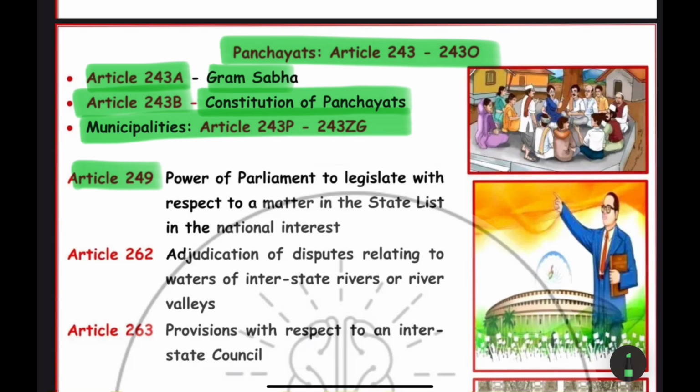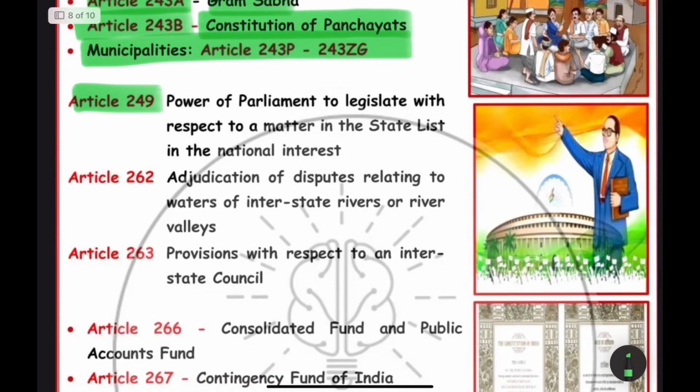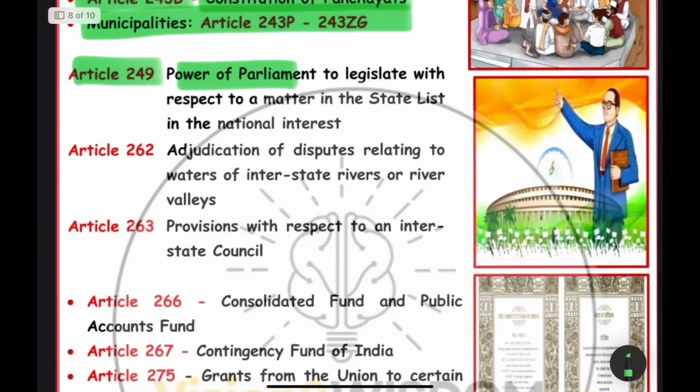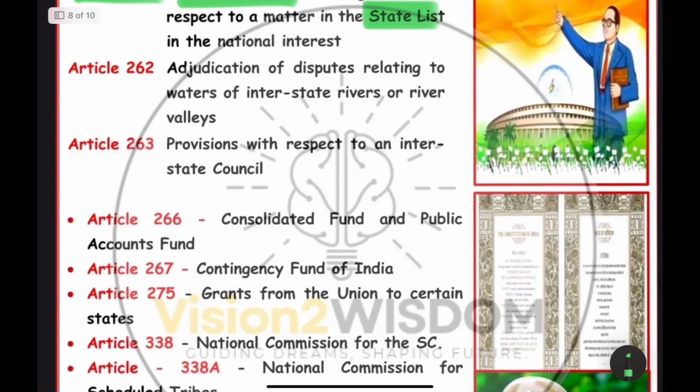Okay, and concurrent list means these are the subjects where state and center both can make laws. But Article 249 tells that on the state list, the state does not have sole authority. If anything comes up related to the national interest, then the central government can also intervene and make laws on that particular state list subject. So Article 249 tells about the power of Parliament to legislate any law in the state list also, for the national interest.